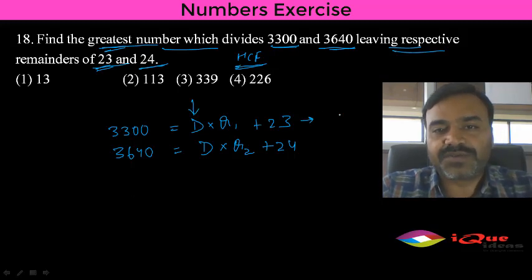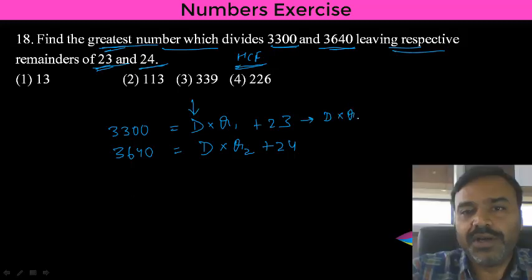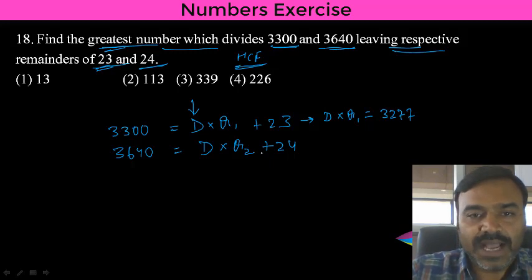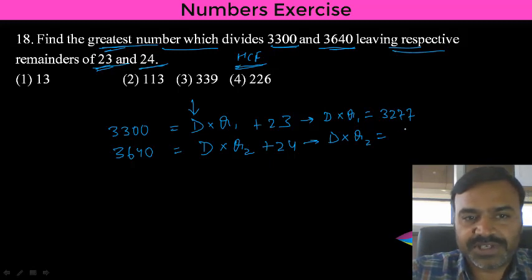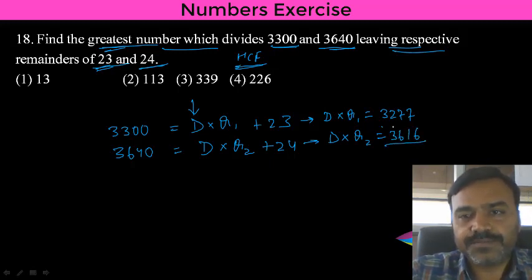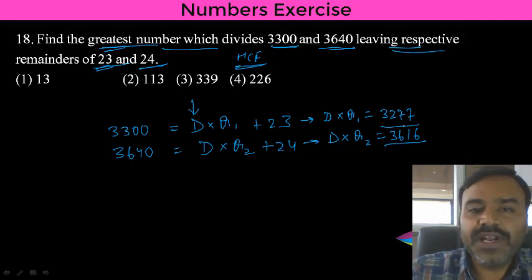Now what do you get from the first one? You get D into Q1 equal to 3300 minus 23, which is 3277. And from the second one you get D into Q2 equal to 3640 minus 24, which is 3616. Alright. Now we need a number that is a factor of both of these two, a divisor of both of these two.